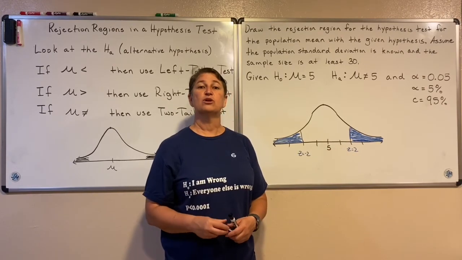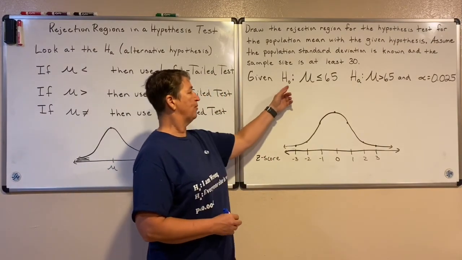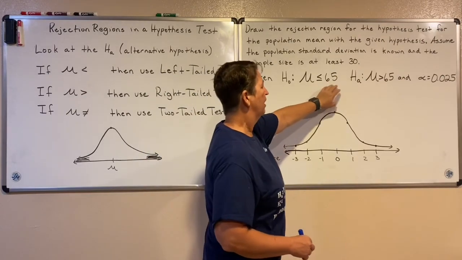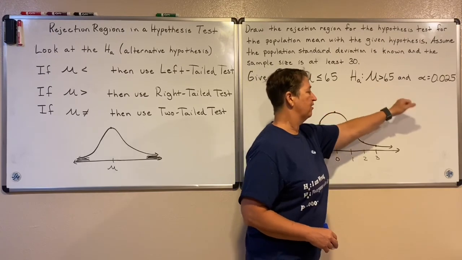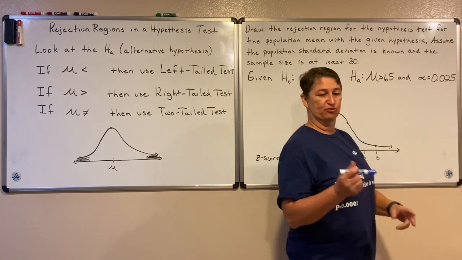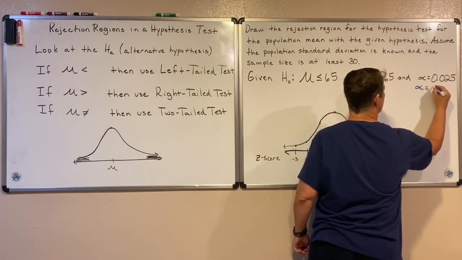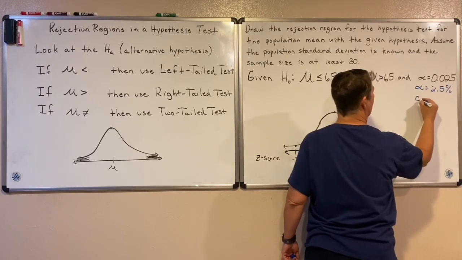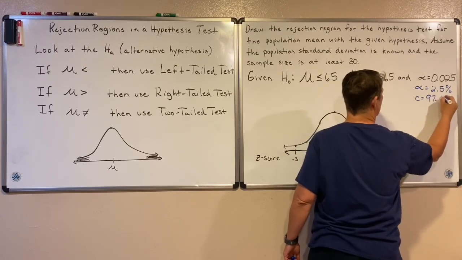Let's look at some more examples. So here's another example. We have a null hypothesis that is less than or equal to 65. Our alternative hypothesis is greater than 65, and our level of significance is 2.5%. Remember that that decimal is the same as 2.5%, which means that our confidence level is 97.5%.